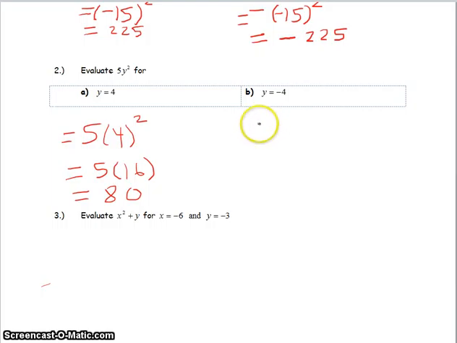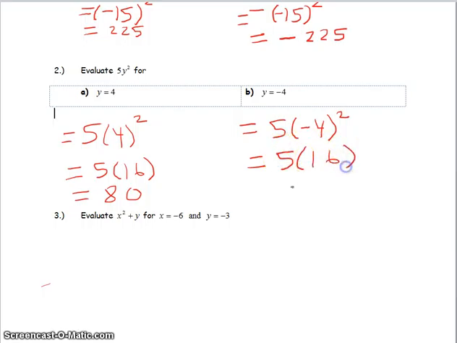Now we look here at b. We do the same process. We put in negative 4 for y. So we will have our 5 times negative 4 squared. Negative 4 in parentheses squared is positive 16. So we will have 5 times 16. And as we can see, 5 times 16 is 80.